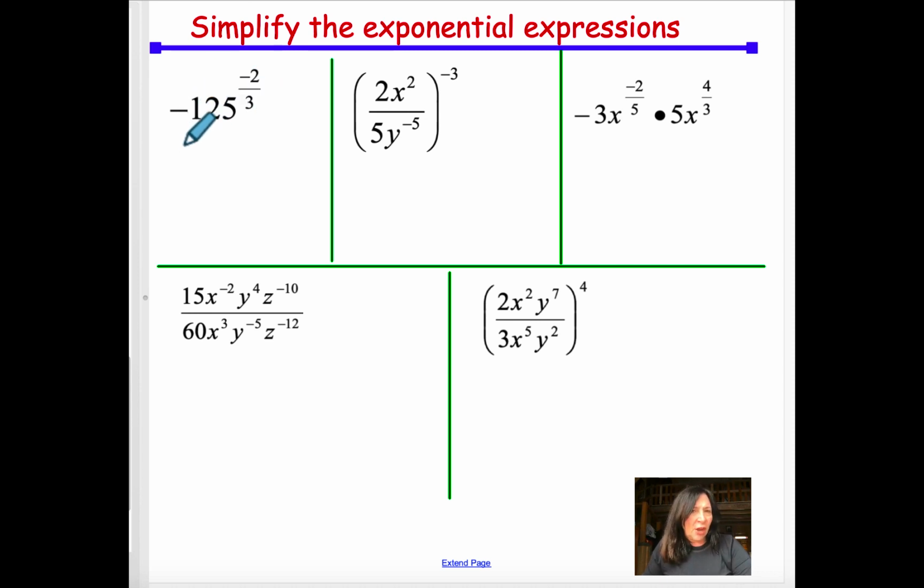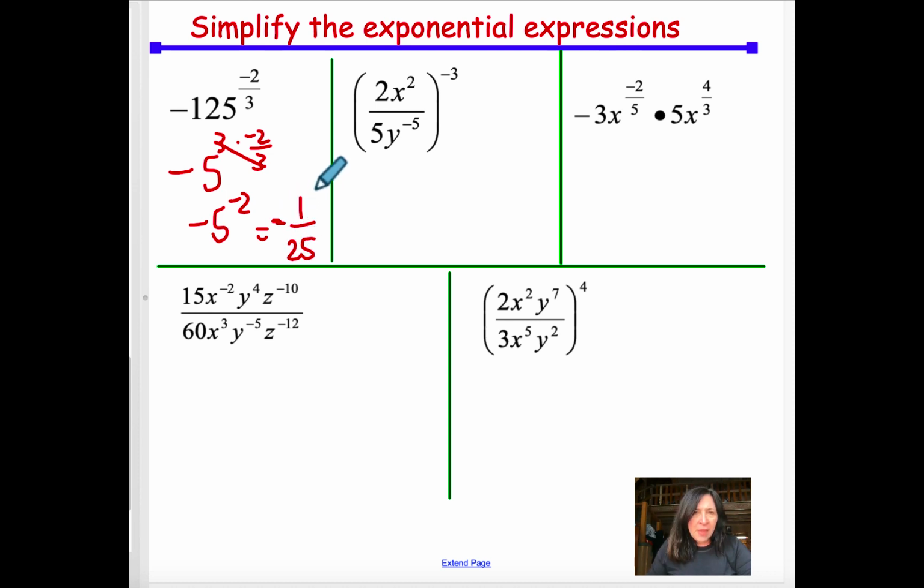So this is saying the opposite of this value. Now remember, this is a cube root, so that's going to be okay with that negative sign. So we have the opposite of 5 to the 3rd power to the negative 2/3 power. The 3's are going to cancel. I have the opposite of 5 to the negative 2nd power, which is going to be the opposite of 1 over 5 squared. So 1 over 5 squared is 1 over 25, and there's my answer.